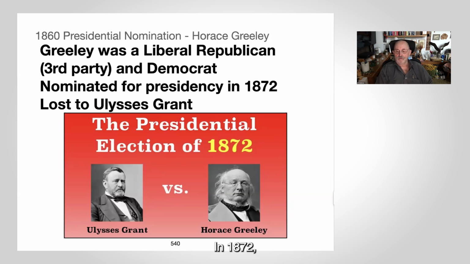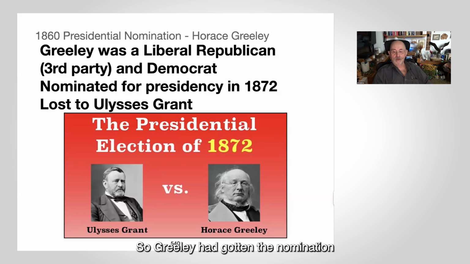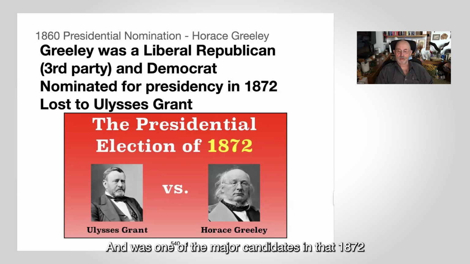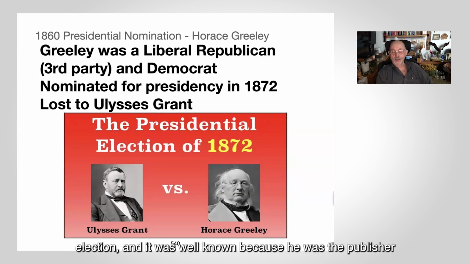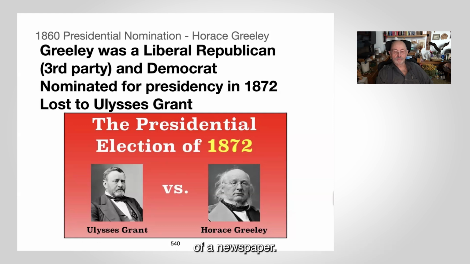In 1872, Greeley was nominated for the presidency. Ulysses Grant was running for a second term. Greeley lost the election. Grant won a second term. So Greeley had gotten the nomination and was one of the major candidates in that 1872 election. And it was well known because he was the publisher of a newspaper.